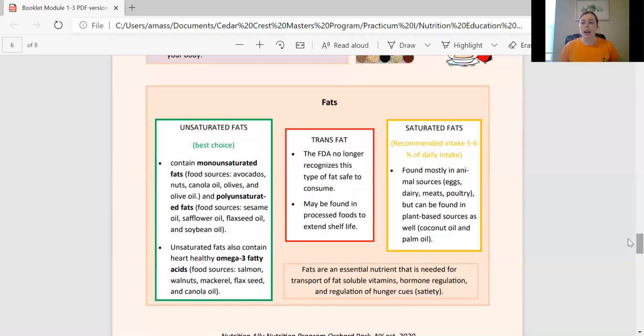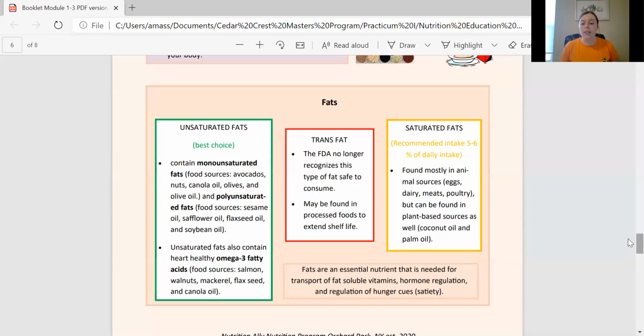And the FDA has been doing a really good job of trying to eliminate those in all of our processed foods, but they're still there. Sometimes, like I said, margarine is an example of trans fat, so it's just something to look out for and to recognize that these are no longer considered healthy to consume.